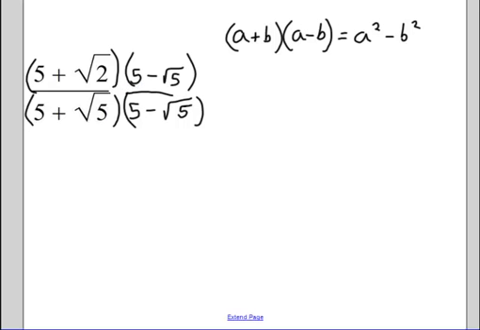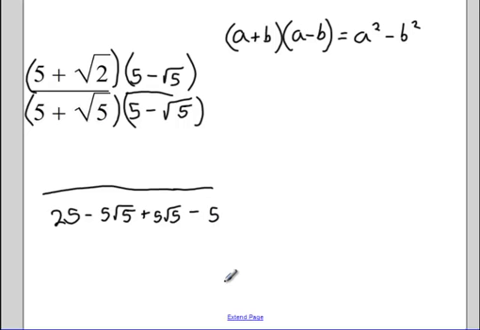So let's do the bottom first. If I FOIL this, I will get 5 times 5 is 25. 5 times the negative square root of 5 is negative 5 square roots of 5. 5 times the positive square root of 5 is plus 5 square roots of 5. And these will always cancel out. These middle terms will. And then I have the square root of 5 times the negative square root of 5, which gives me negative 5. The two square roots cancel out. So I get negative 5. Alright, that's the first step in the denominator.